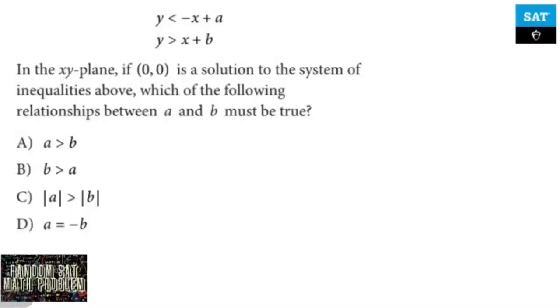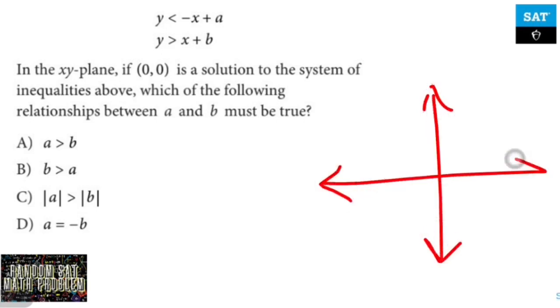In the xy plane, if (0, 0) is a solution to the system of inequalities above, which of the following relationships between A and B must be true? All right, so (0, 0) is a solution. So basically, I'm looking at a system of inequalities where I'm going to shade, and I need both of my shadings to include (0, 0).